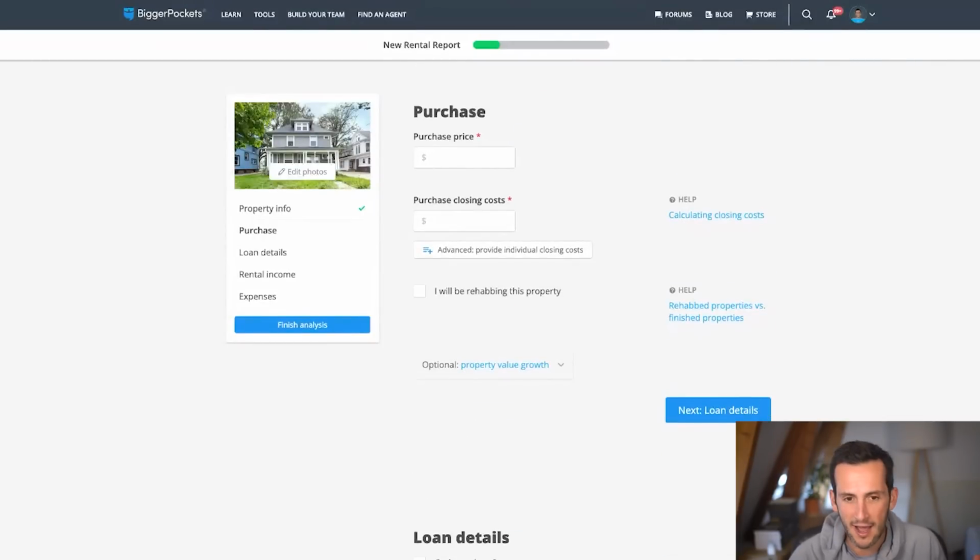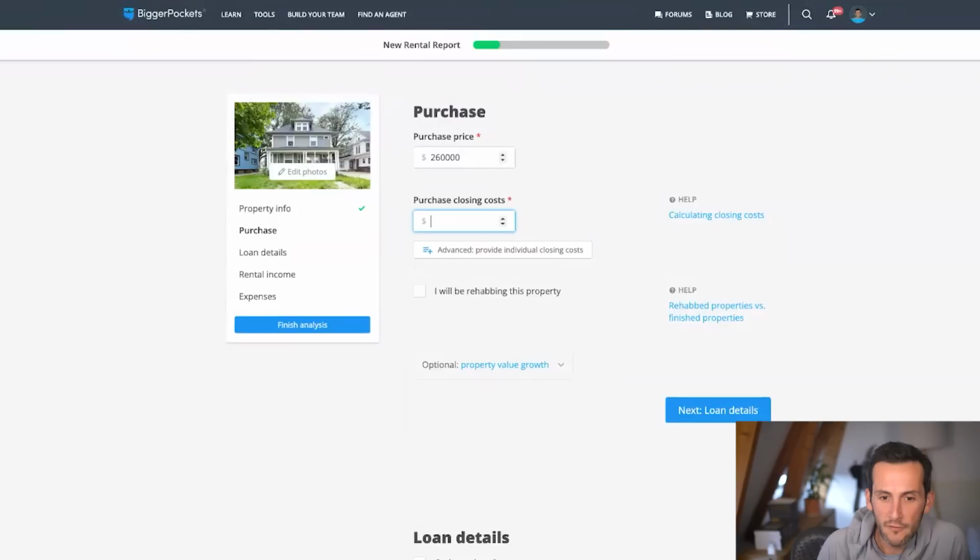Next, we're going to just go to the purchase price. So for now, I'm going to just assume that we're buying it at asking price. Remember, we just looked at the sale to list ratio. We know people are getting properties for under the list price, but let's just see how it comes out using the full list price of $260,000.